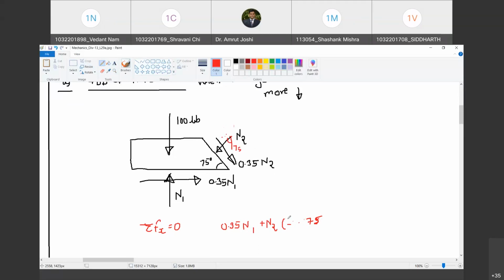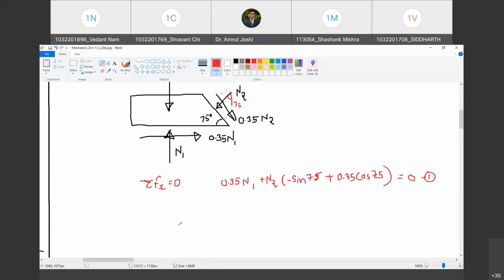Then what is the next component? Plus 0.35 N2 cos 75. So what have I done? I took N2 outside and wrote these two terms in the bracket. Is there anything else in the x direction? No. So this has to be equal to 0. This is the first equation that we get.